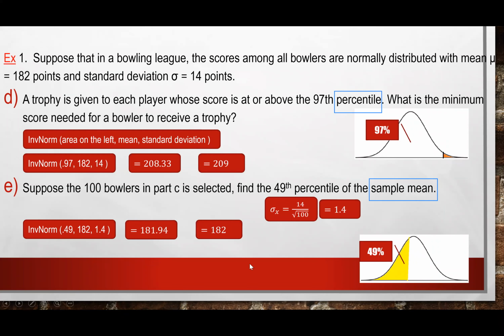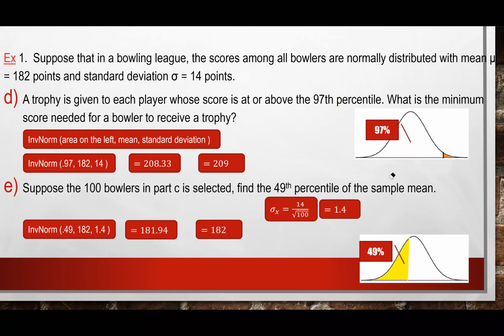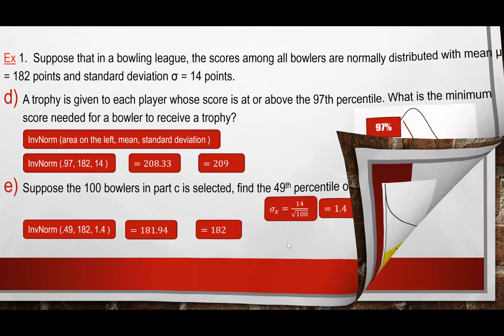Okay. So again, the question with this is how to spot the item that tells you to use the inverse norm versus the normal CDF. Any question with D or E?